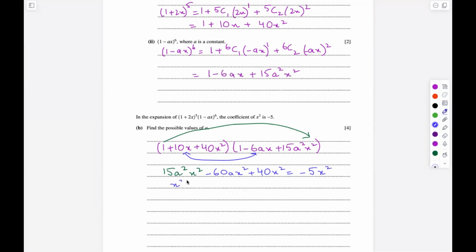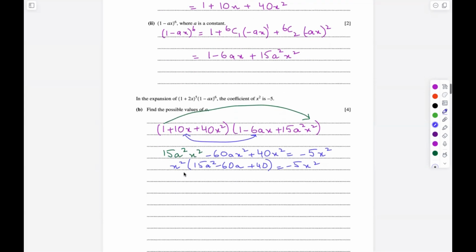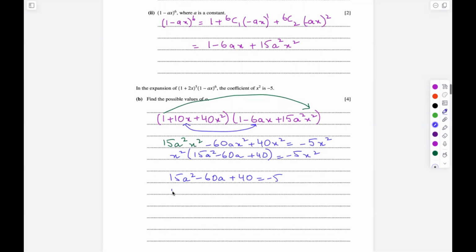So taking x squared common over here, we'll get 15a squared minus 60a plus 40 is equals to minus 5x squared. Now we can compare the coefficients. So the coefficients will become 15a squared minus 60a plus 40 is equals to minus 5. Bringing the 5 on the left hand side, we'll get 15a squared minus 60a plus 40 plus 5, that will become 45 equals to 0.